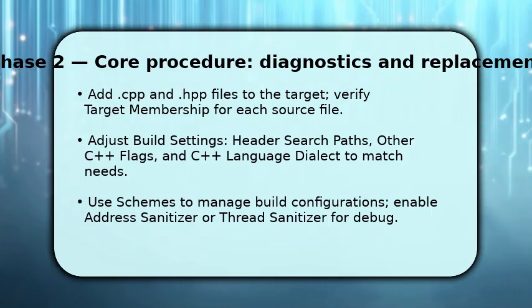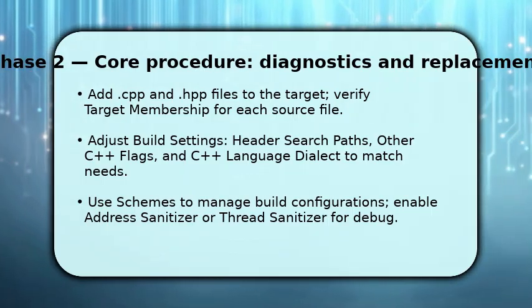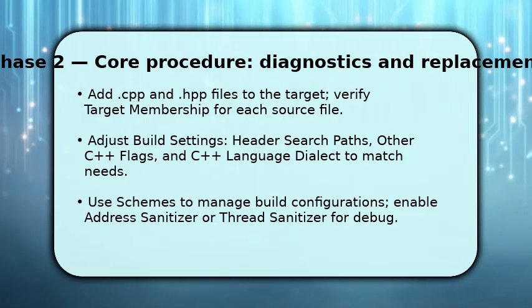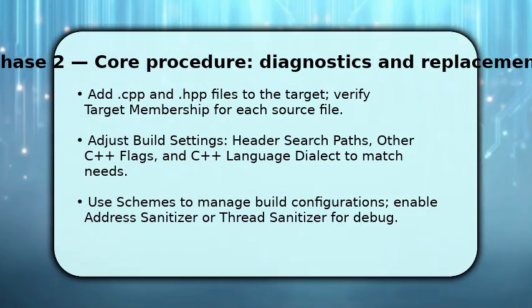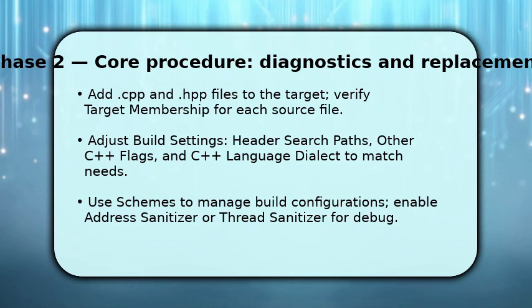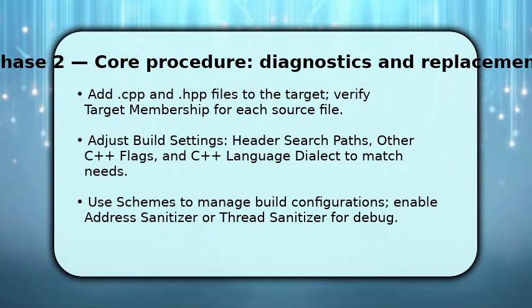Make sure the C++ language dialect matches C++17. You can also create or edit schemes to switch between debug and release, and enable sanitizers for catching memory or threading issues while you run tests.